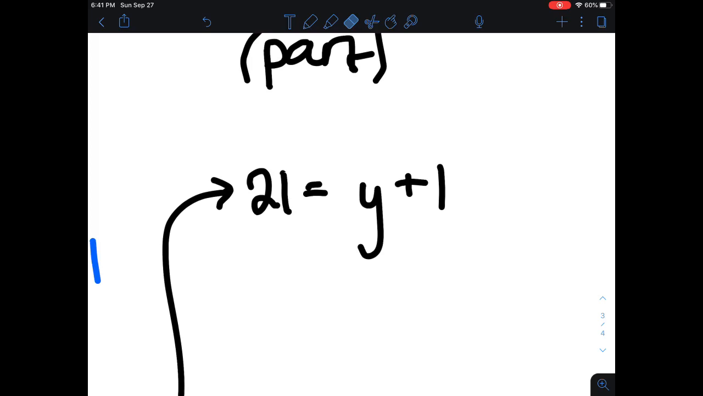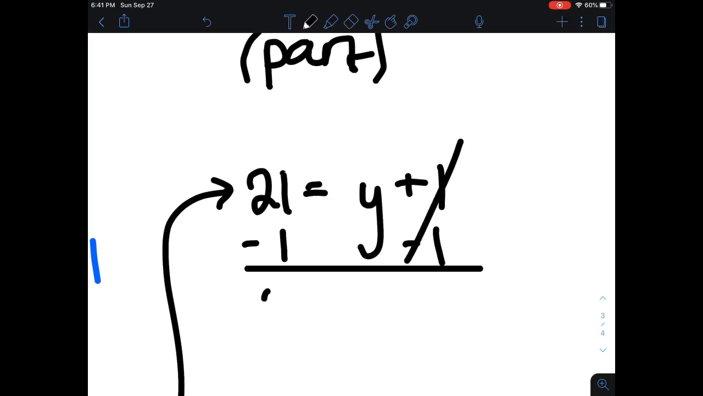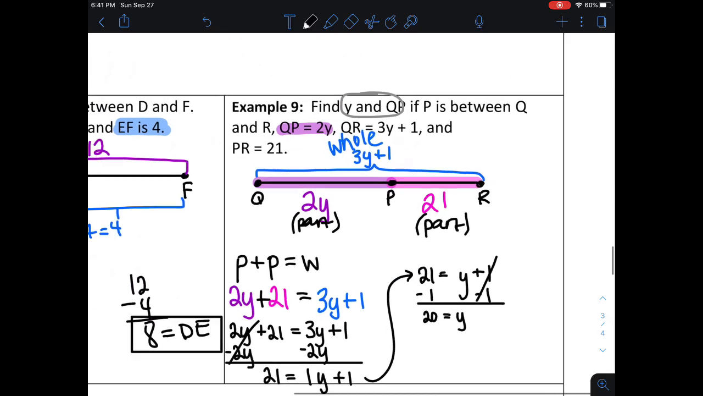I can get rid of that 1 in front of the Y. It's getting on my nerves. Goodbye. Okay. Now I have this 1. Get rid of that. Ew, gross. We don't want you here. All right, that zeroes out. Now I have 20 equals Y. Great. Did we answer the question? Let's see. We found Y. Lovely. But it said also to find QP. Okay, that's okay. We can do that.